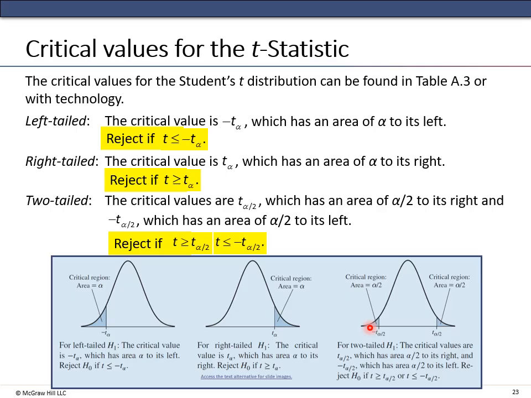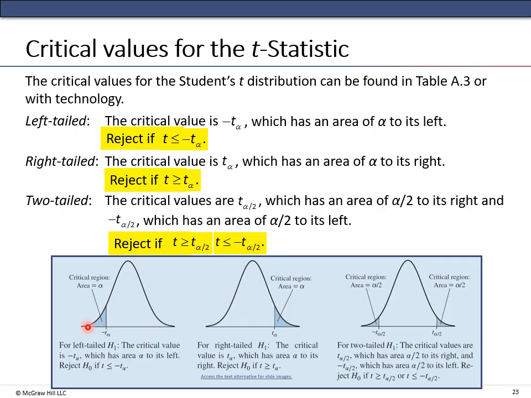The critical values for the student's t-distribution can be found in table A3 or with technology. If we have a left-tailed test, if your test statistic is less than or equal to the negative t sub alpha, we're going to reject. If it's right-tailed, we're going to reject if it's greater than or equal to the t sub alpha. And if it's two-tailed, we're going to reject if it's greater than t alpha over 2 or less than or equal to negative t alpha over 2.